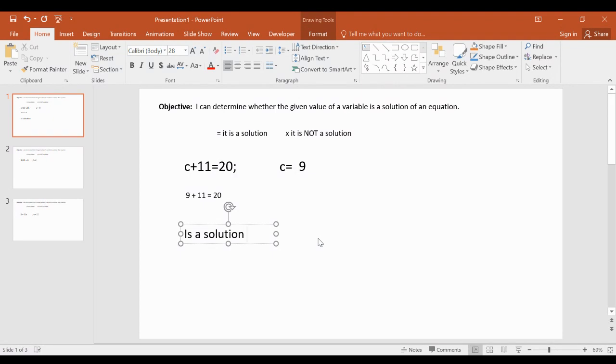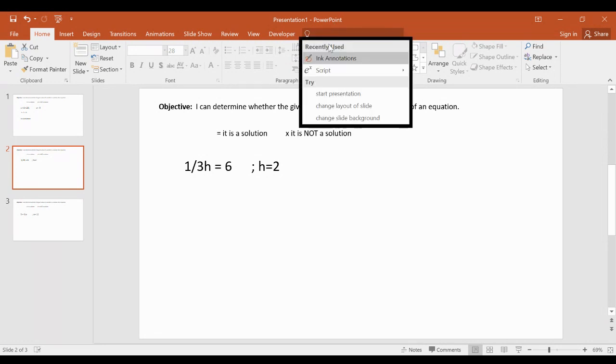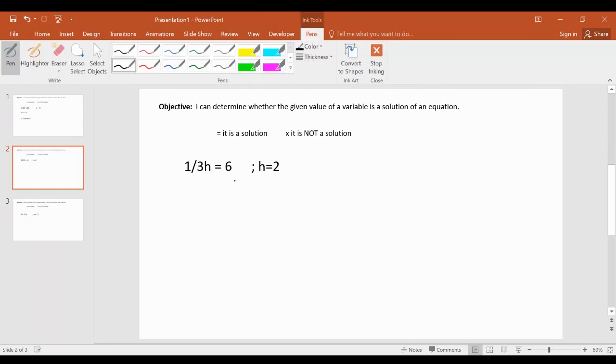All right, so let's just practice another one here. For our equation, we have 1/3 h equals 6. This means that it's 1/3 multiplied by h is equal to 6. And here, variable h is equal to 2. Let's see if this is a solution. I'm going to solve by plugging in 2 in the spot for h.